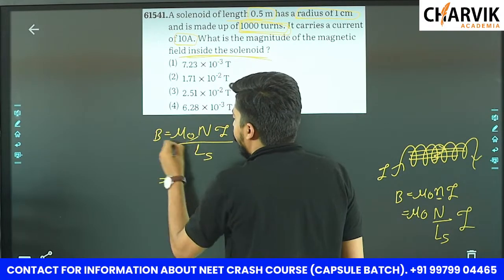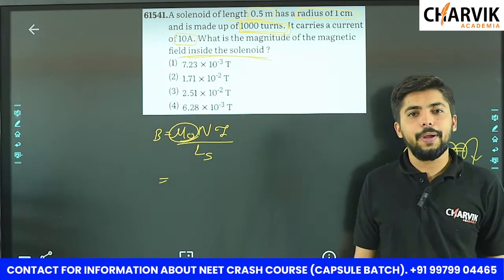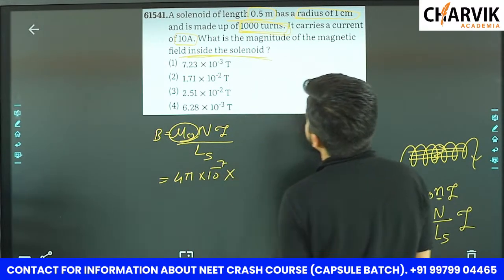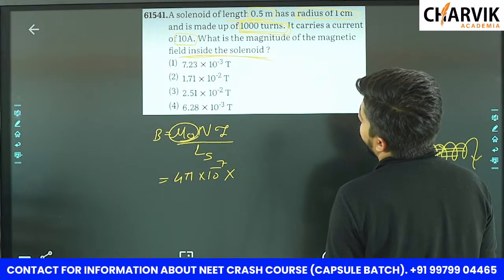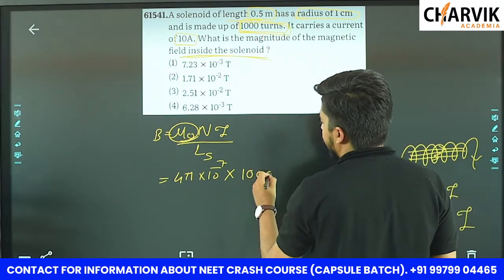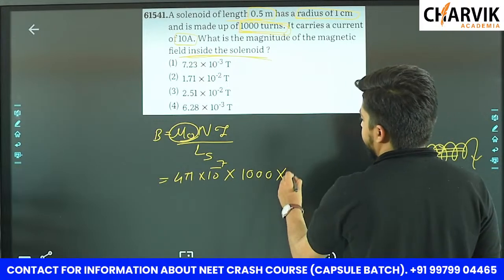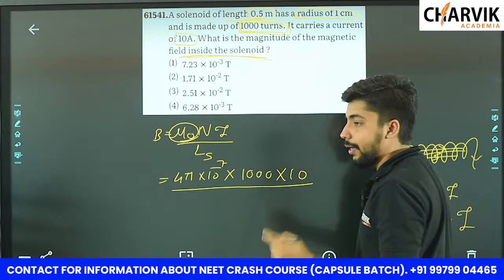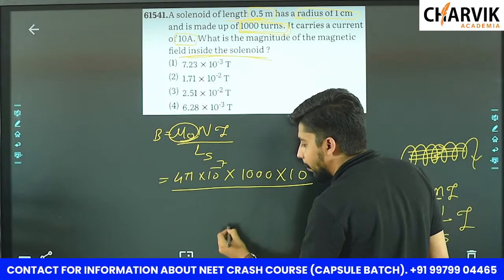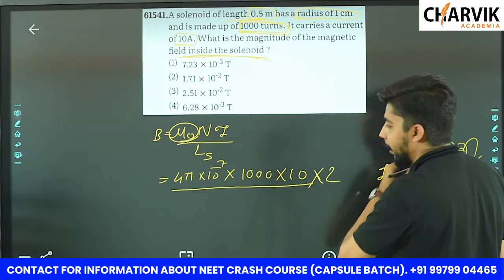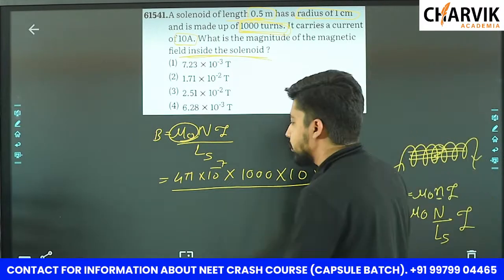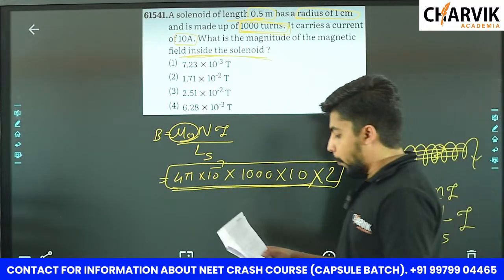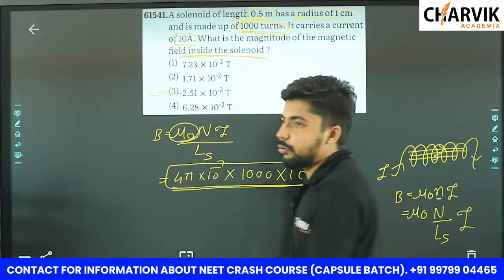What is mu naught? Permeability of free space. What is the value of that? 4 pi into 10 raised to minus 7. What is the total number of turns? Made of 1000 turns. So it will be 1000 into the value of current, which is 10 ampere, divided by the length of the solenoid, 0.5. And for 0.5, I can write 1 divided by 2, and this 2 will go up to the numerator. So there is nothing to divide. You just need to use the calculator, multiply these values, and you will get the answer 2.51 into 10 raised to minus 2 Tesla.